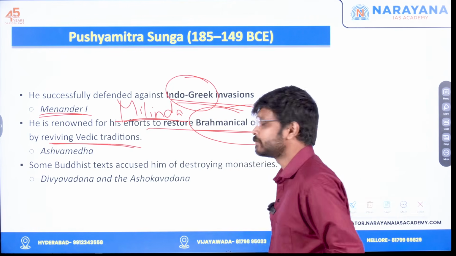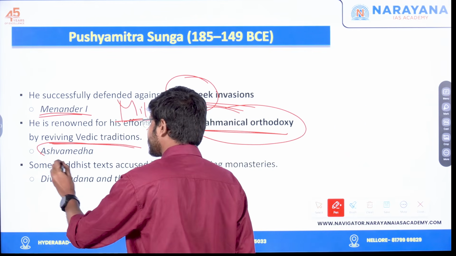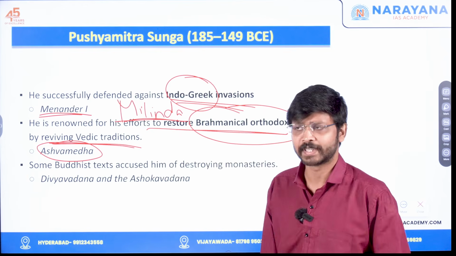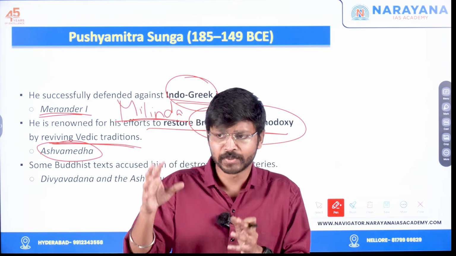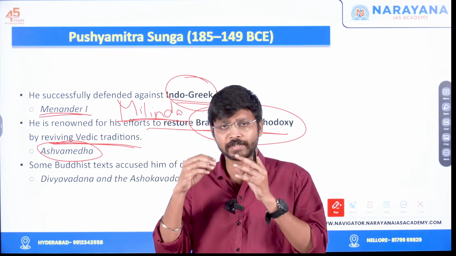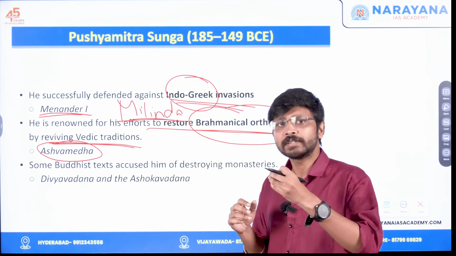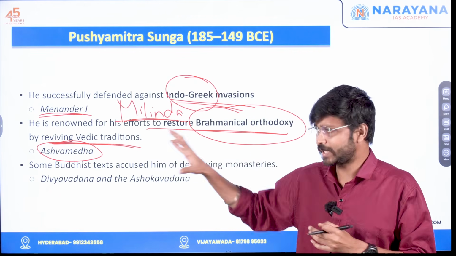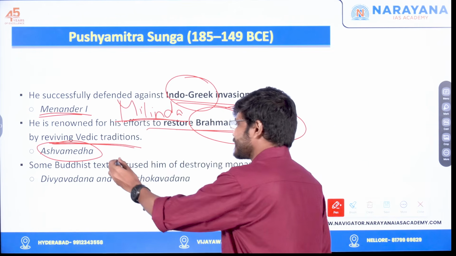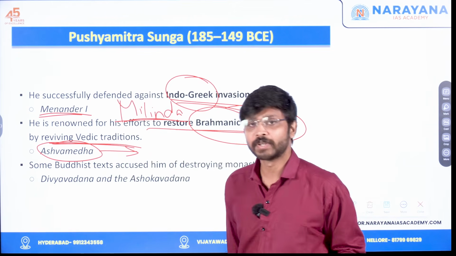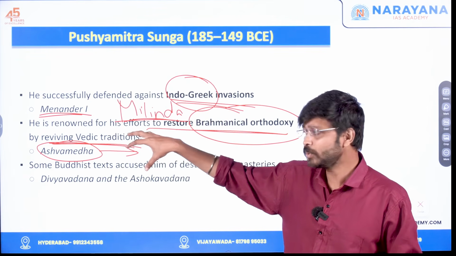When a person became a king, one thing he used to do was an Ashwamedha Yajna. Ashwamedha Yajna means the king will be releasing a horse. And whichever area the horse goes to will belong to the king. If anyone wants to resist it, they have to fight a war with the king. So that is the Ashwamedha Yajna. This is something very rare. Only very powerful kings would do this, and Pushyamitra Sunga was one of the rulers who did this.